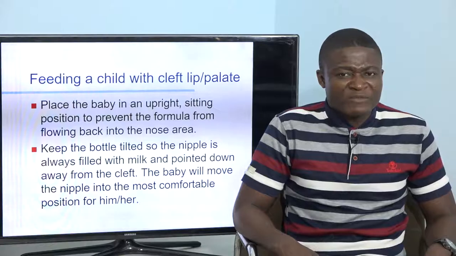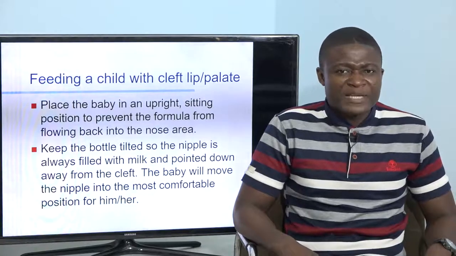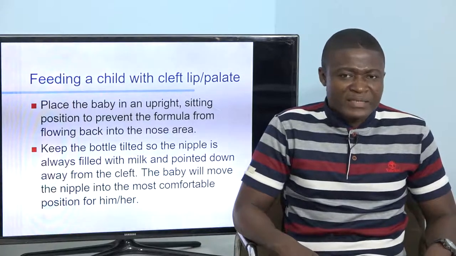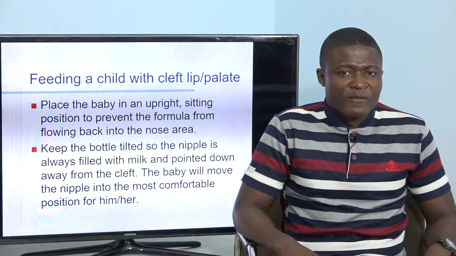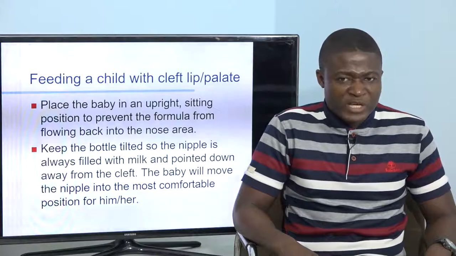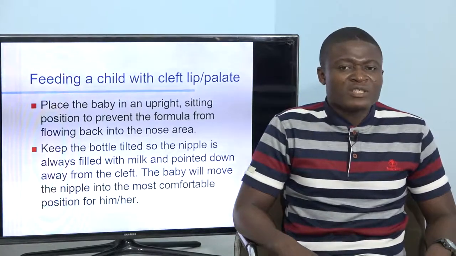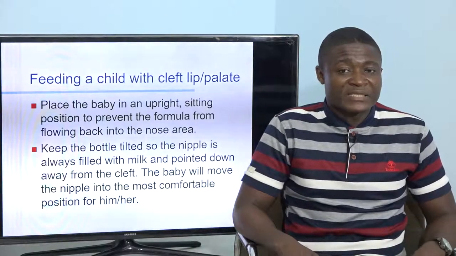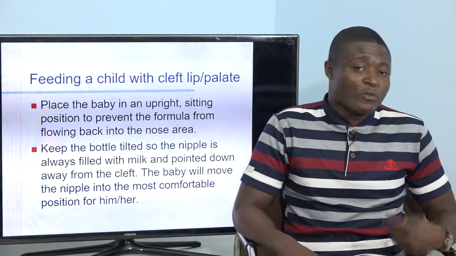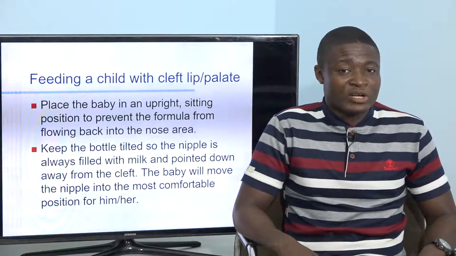Feeding a child with cleft lip or palate. Place the baby in an upright sitting position to prevent the formula from flowing back into the nose area. So we don't want the child to be in a lying position, because this could easily cause the food that you are feeding the child with to flow backwards and can get the child aspirated.